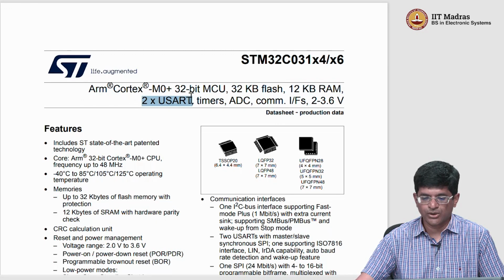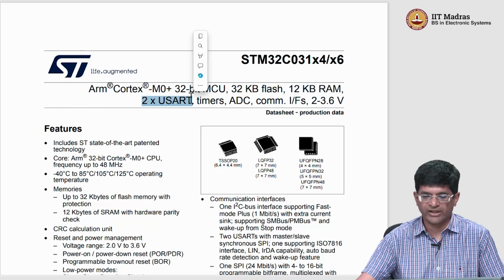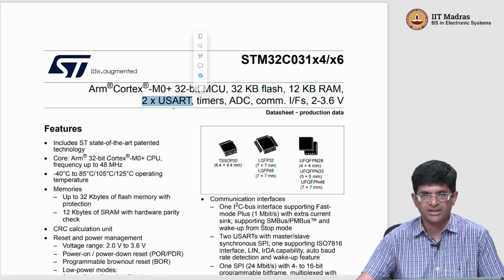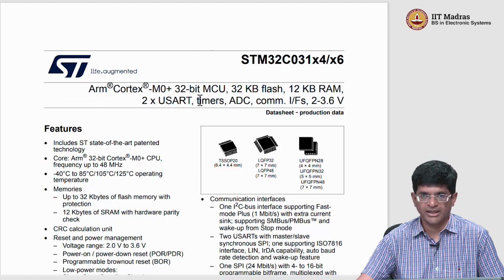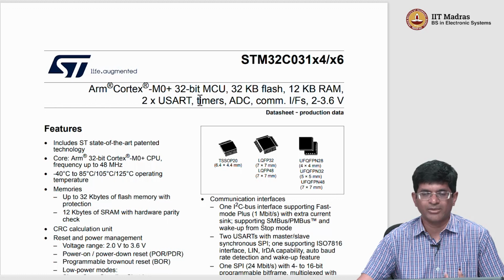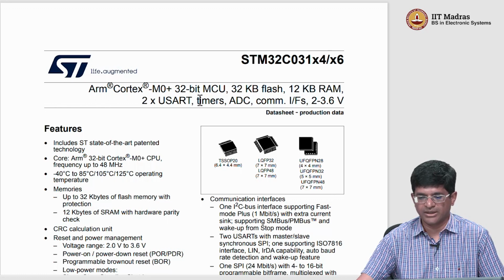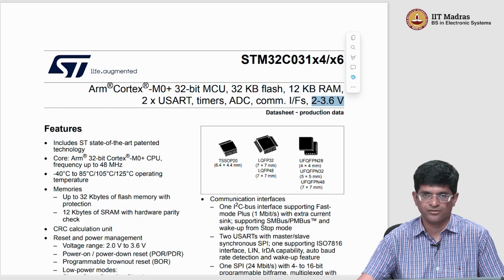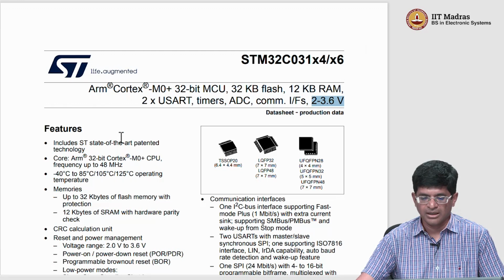It also tells you that it has two USARTs, Universal Synchronous Asynchronous Receiver Transmitters. Of course, we have primarily been talking about using them as UARTs, but this is sort of a superset of the same. It has timers, which we will encounter later when we look at how they can be used for automatically triggering events that need to be responded to. An ADC, analog to digital converter. Communication interfaces. Now, what are these communication interfaces? You'll have to look through the data sheet to find out. And finally, it also says 2 to 3.6 volts. Those are the usual operating range of voltages for this, right?